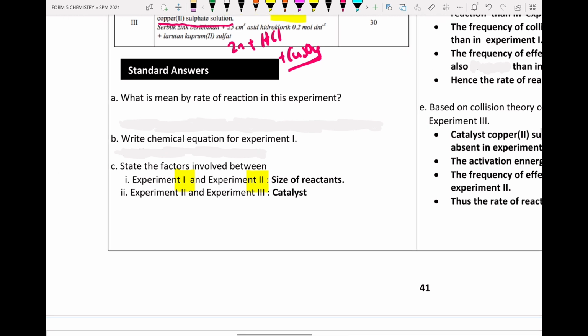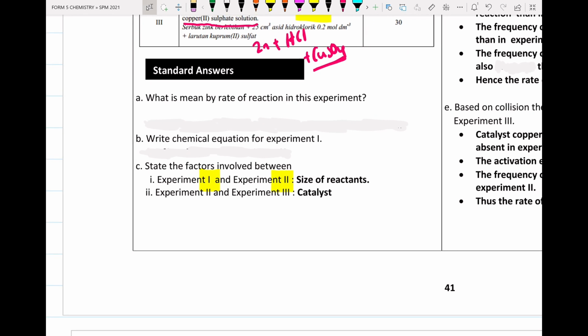What is meant by rate of reaction? In this reaction, I try to do the equation here. Zinc reacts with hydrochloric acid. So we will get zinc chloride plus hydrogen gas. To balance, I put 2 in front of hydrochloric acid to balance the chloride.